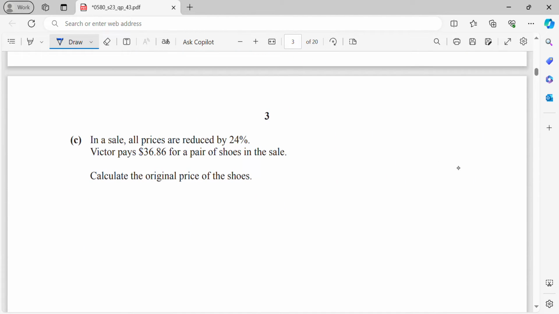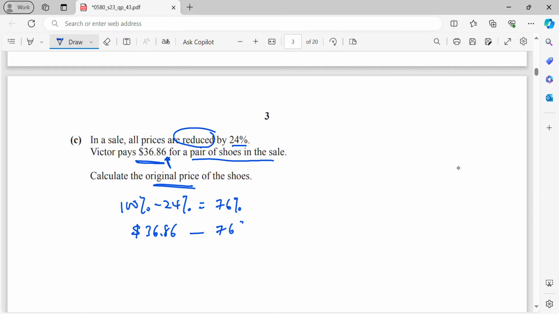Okay, now C, in a sale, all prices are reduced by 24%. Victor pays $36.86 for a pair of shoes in the sale. Calculate the original price of the shoes. So because of reduced by 24%, that means this price is after the reduction. I will say 100% is the original percentage, then you reduce by 24%, that means this is 76%.